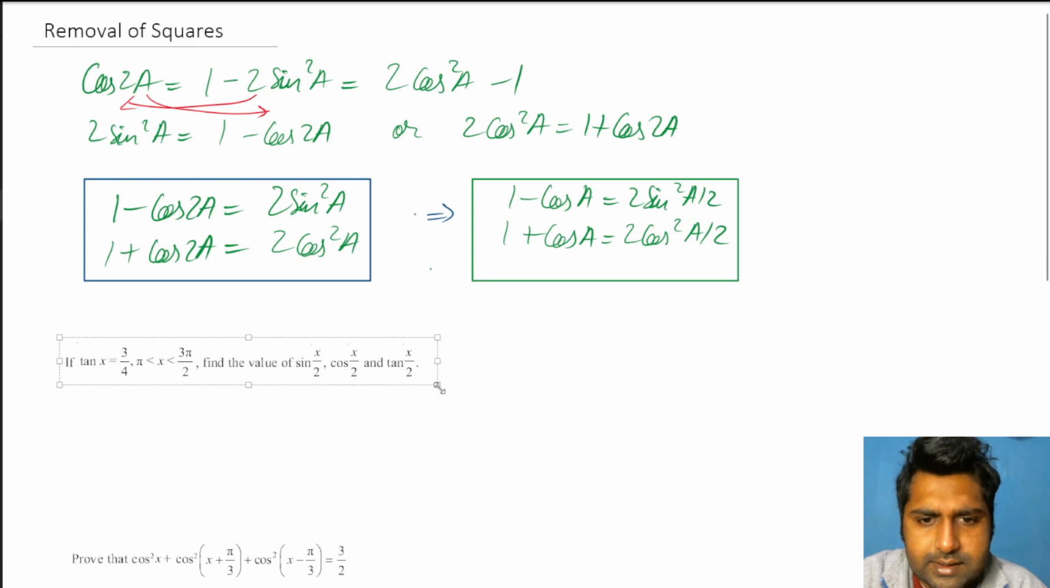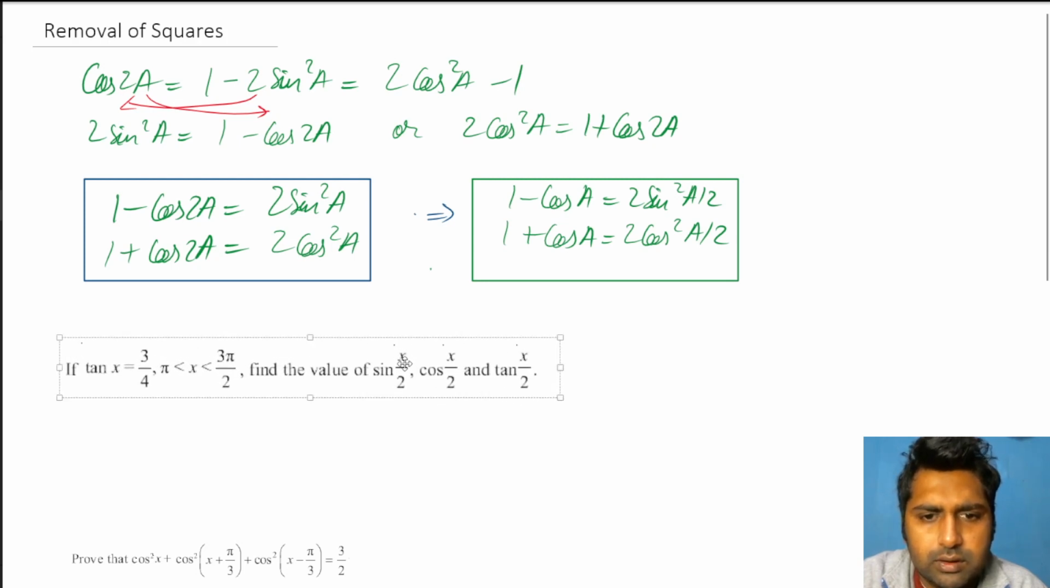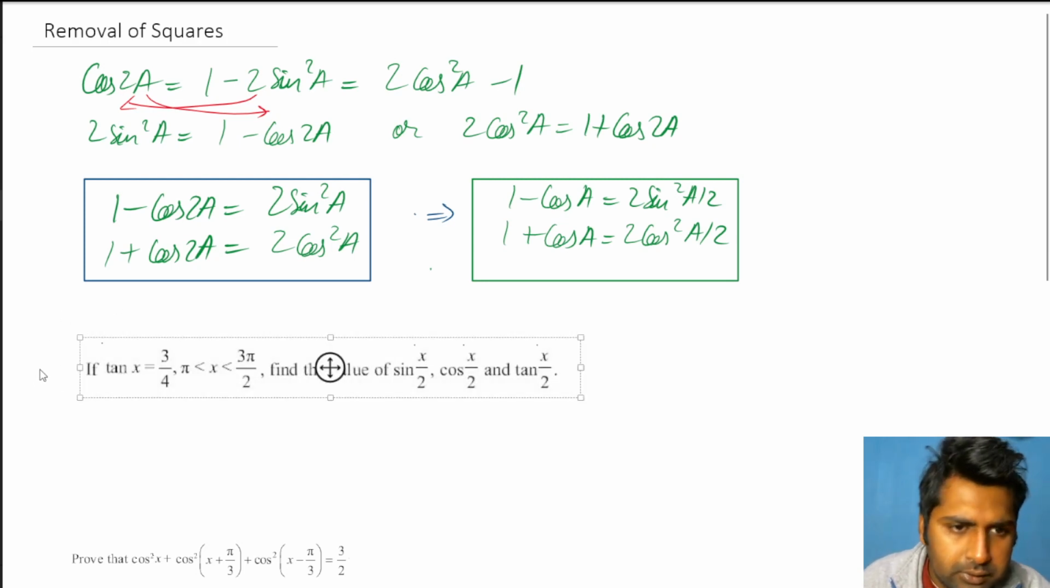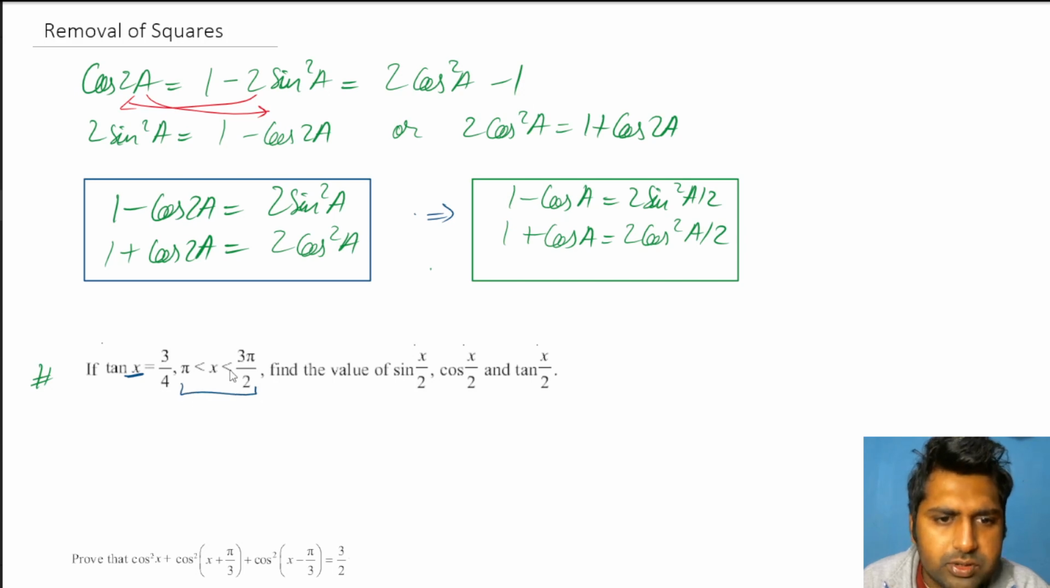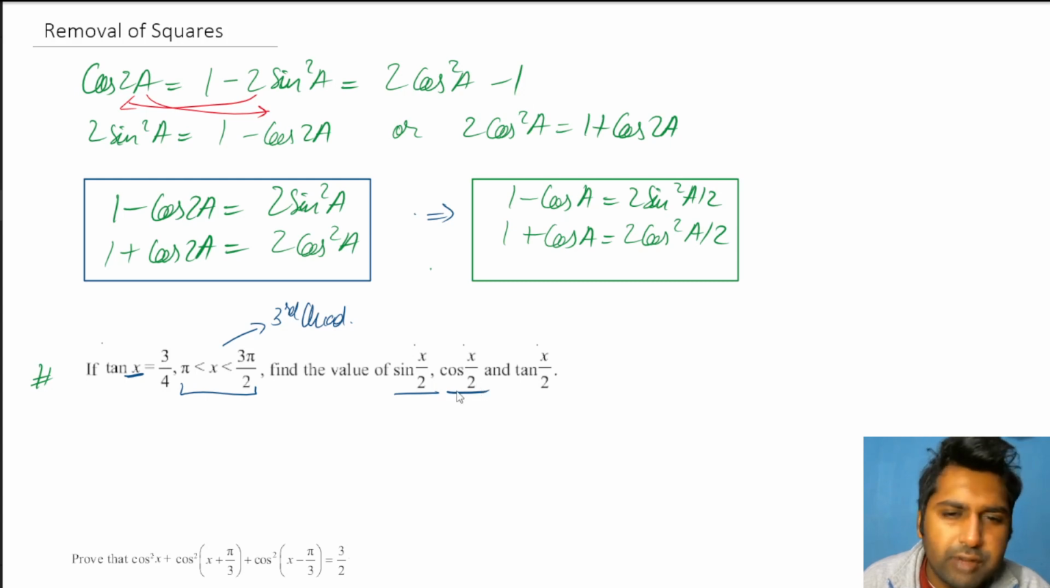Okay, so let's take the first example, how we can apply it. Look at the question itself. The question will give you the hint. Tan x, he has given you the value. He has mentioned the quadrant that x belongs to, pi to 3 pi by 2. That means this is talking about the third quadrant. He is asking us to find sin x by 2, cos x by 2, and if we can find these two, we can pretty much find tan x by 2 also. So the main task is to find sin x by 2, cos x by 2.